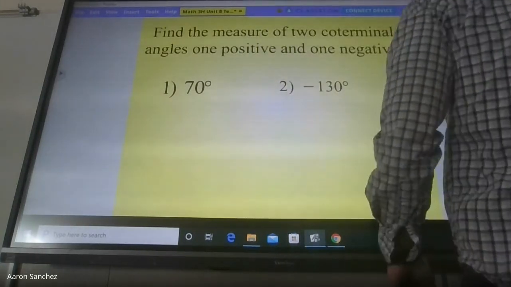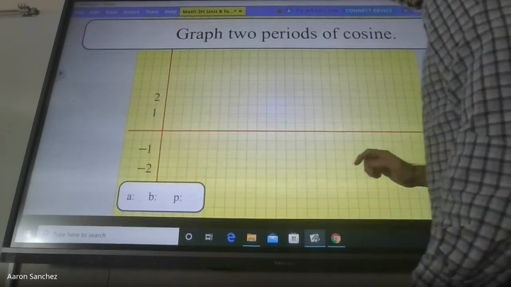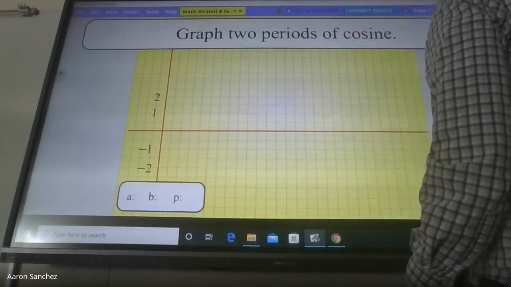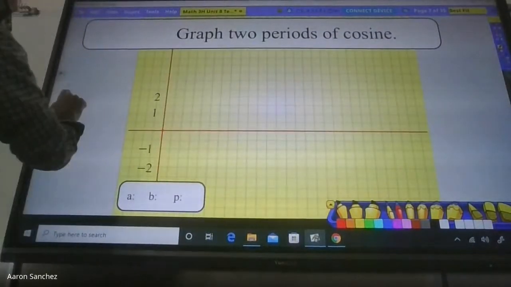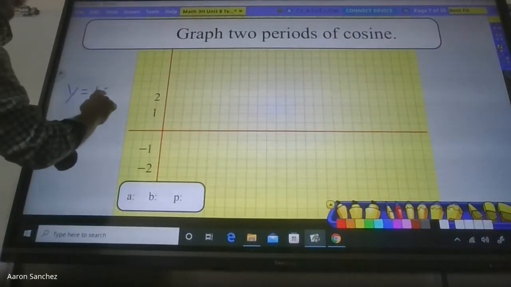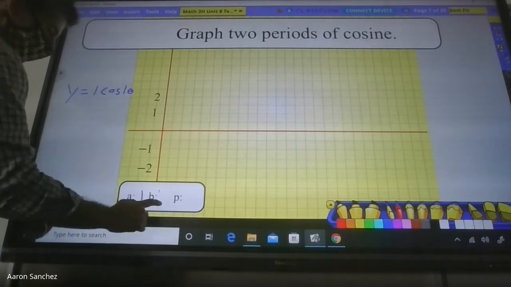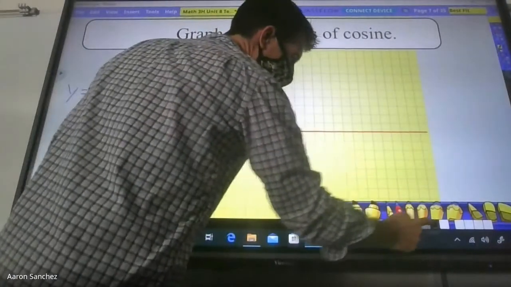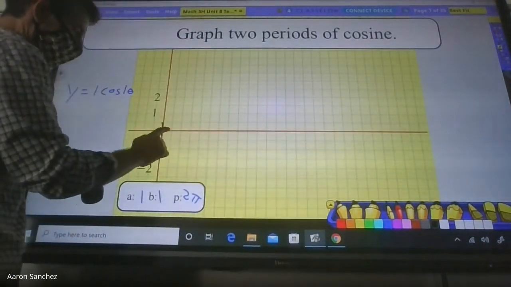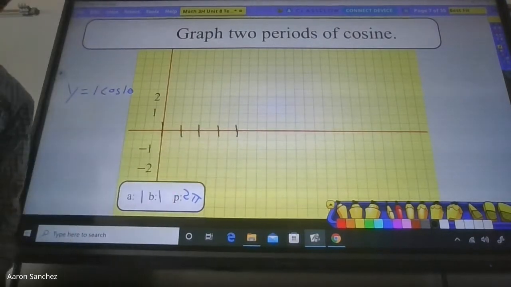Okay, so cosine, how are we doing on time? It's 8:57. Already? Okay, cosine. We're going to do y equals 1 cosine 1 of theta. So my A is 1, my B is 1, my P is 2 pi, right? So do my 5 key points. 1, 2, 3, 4, 5. Am I going too fast? Raise your hand if I'm going too fast.